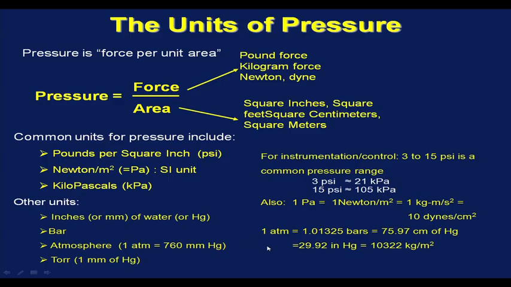We may also remember 1 atmospheric pressure is equal to 1.01325 bars, which is equal to 75.97 centimeter of mercury, which we ordinarily say 76 centimeter of mercury or 760 millimeter of mercury, which is equivalent to 29.92 inches of mercury, which is same as 10322 kg per meter square. So, this gives us the relationship between one unit to another. So, you can easily convert from one unit to another.